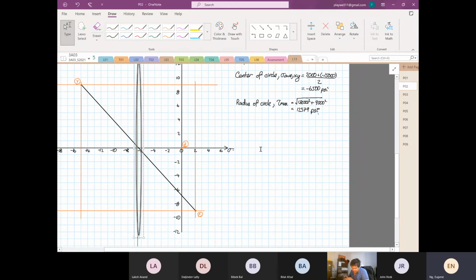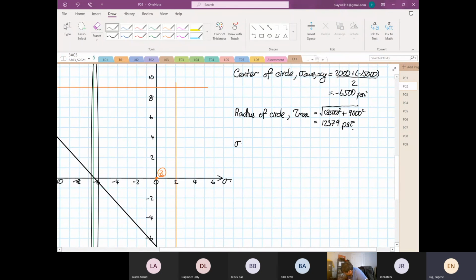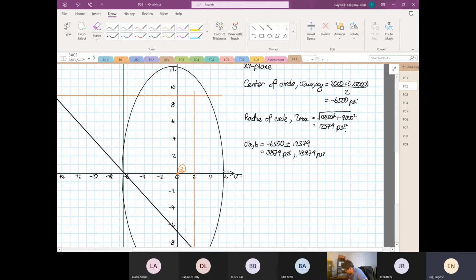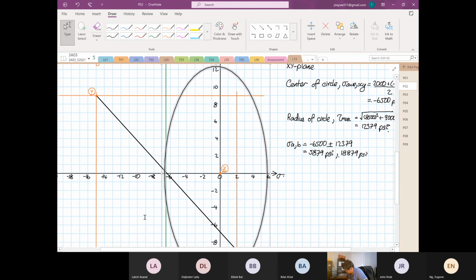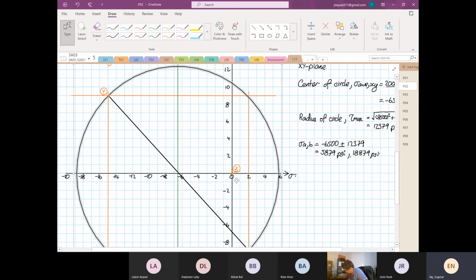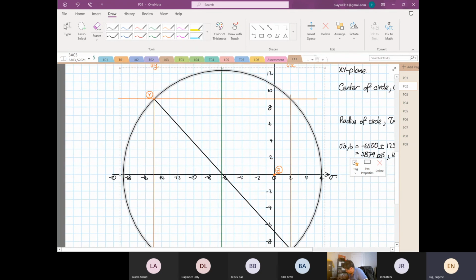Then calculate the principal stresses, stress A and B. So it's minus 6,500 plus or minus 12,379. This gives minus 6,500 plus 12,379, which is 5,879 psi. The other one is minus 6,500 minus 12,379, which is minus 18,879. I'm just eyeballing this, so 5,879 should be somewhere around here, and the other one is minus 18,879.